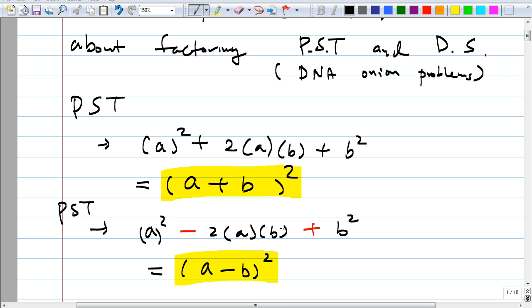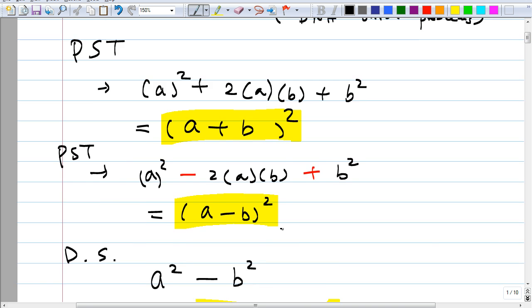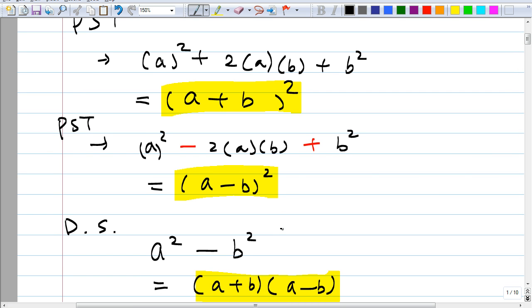So that's how, and then a PST factors as the square of a binomial, right? We learned that. What about the difference of squares? What if I have a squared minus b squared? How does that factor? What do we get when you factor a squared minus b squared? Everyone should know. Come on. Aaron. Exactly. a plus b times a minus b.